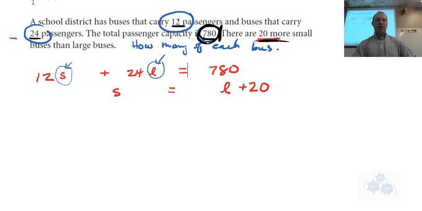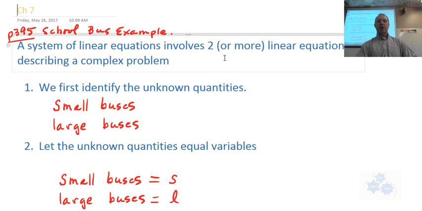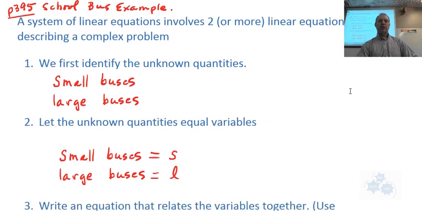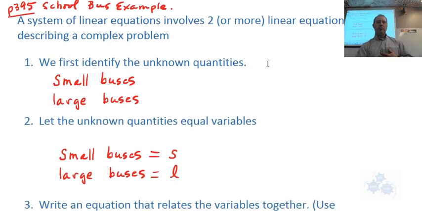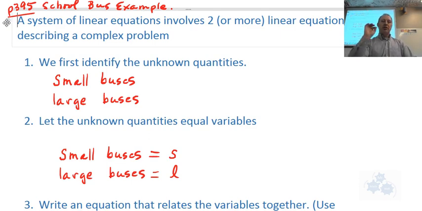All right, on this next page, I broke this down a little bit for you, okay? So here's the breakdown of it. A system of linear equations involves two or more linear equations describing a complex problem. You should probably write this down in your notes, okay? A system of linear equations involves two or more, and we're just going to focus on two in this course, two linear equations describing a complex problem. So take a second to write that down, as this is the definition of a system of linear equations.